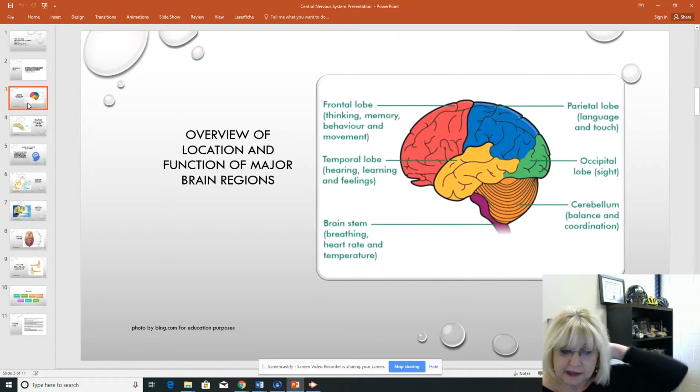Then we have the cerebellum, which is at the very back. It's where the spinal cord meets the brain. The cerebellum regulates motor functions, voluntary movements such as posture, balance, coordination, and speech.